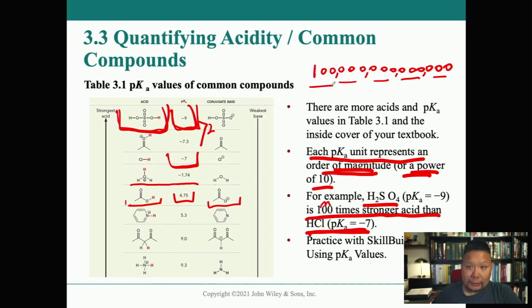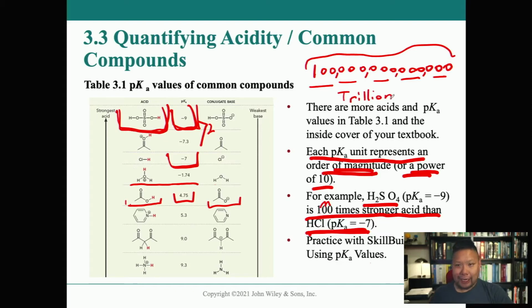So, correct me if I'm wrong in the comments below if I'm wrong about this really huge number here, right? But I think that's 1 trillion. I may have counted my zeros wrong, but I think it's 1 trillion. Sorry, I'm a little hard of math, because I'm Asian and all. Anyway, if I'm right and that's trillion, holy crap, right? Sulfuric acid is 1 trillion times stronger as an acid than acetic acid is down here, right?